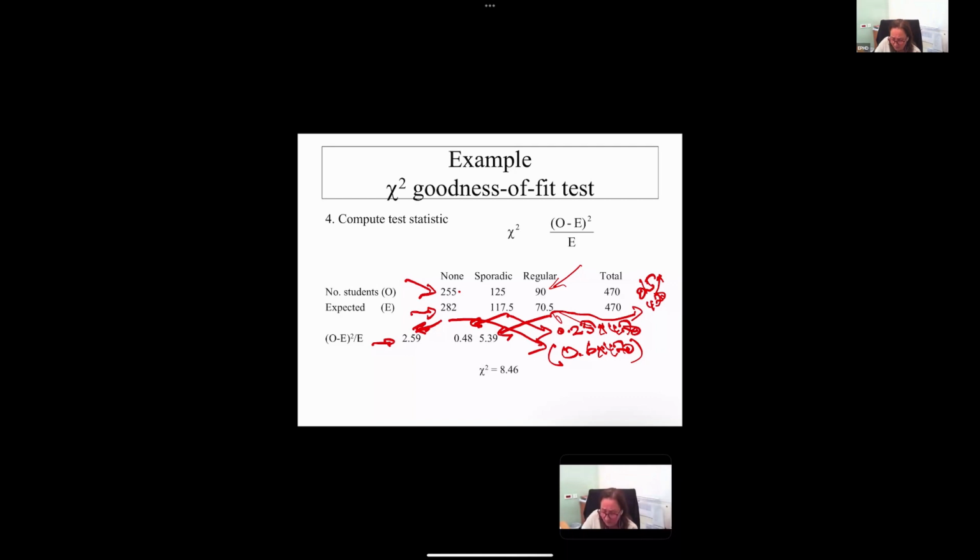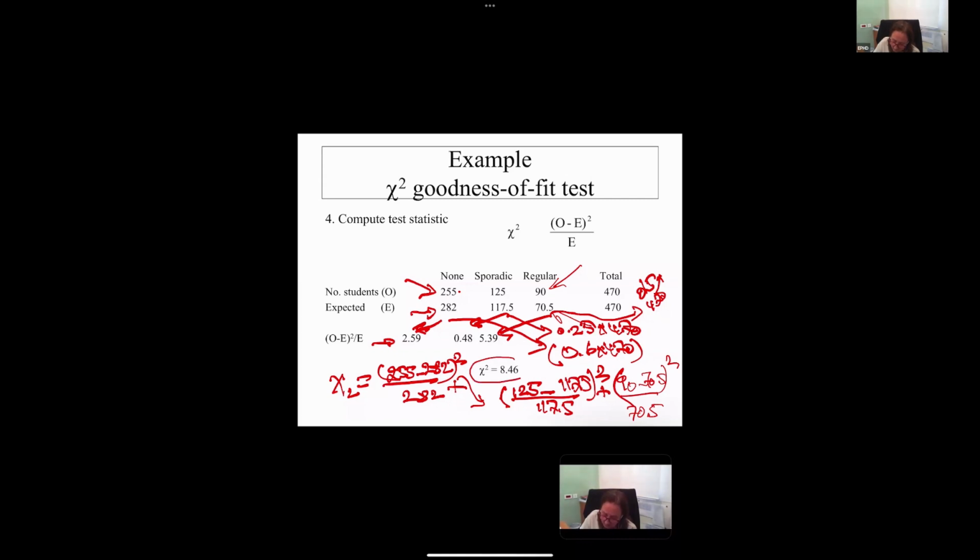So I will write down the formula. The chi-square is 255 minus 282 squared over 282, plus 125 observed minus 117.5 squared over 117.5, plus 90 minus 70.5 squared over 70.5. This chi-square would be equal to 8.46.